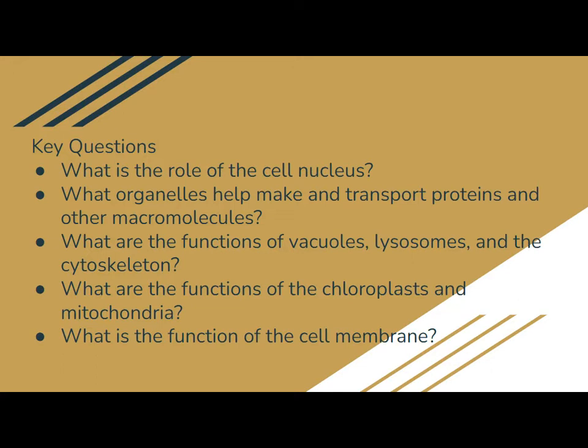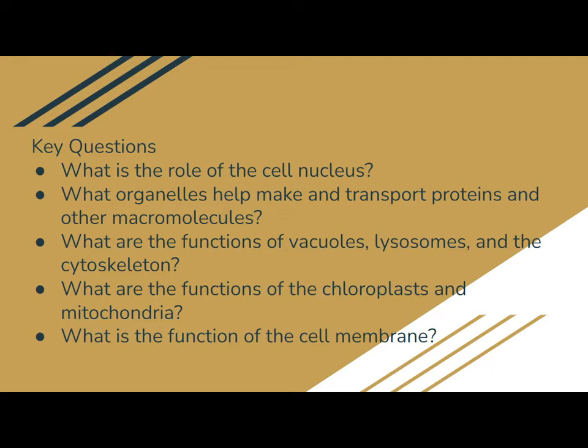So the cell nucleus kind of really stands on its own. It's the control center of the cell. Then we're going to talk about organelles that help make and transport proteins. So the proteins are so important. DNA actually codes for proteins, and then proteins are what actually carry out all of that information that is coded in DNA. We're going to talk about the functions of vacuoles, lysosomes, and cytoskeleton.